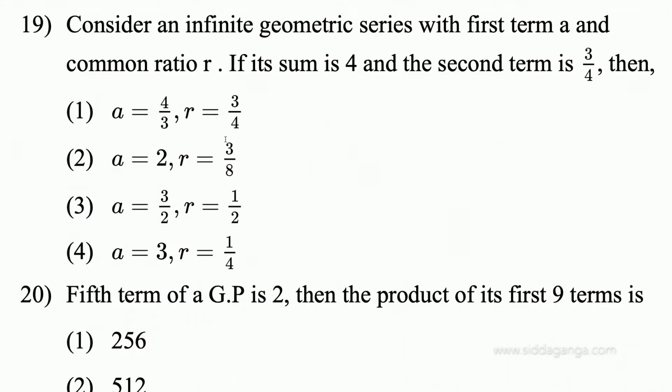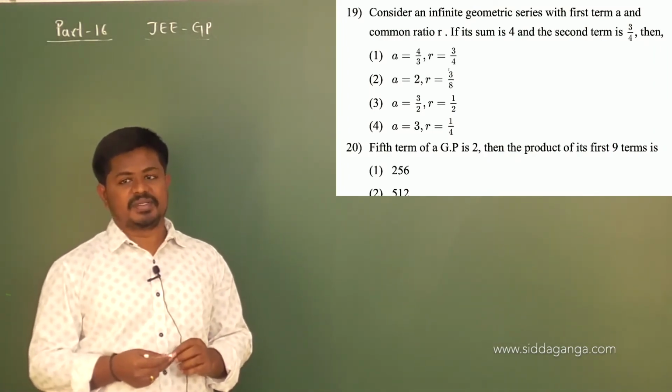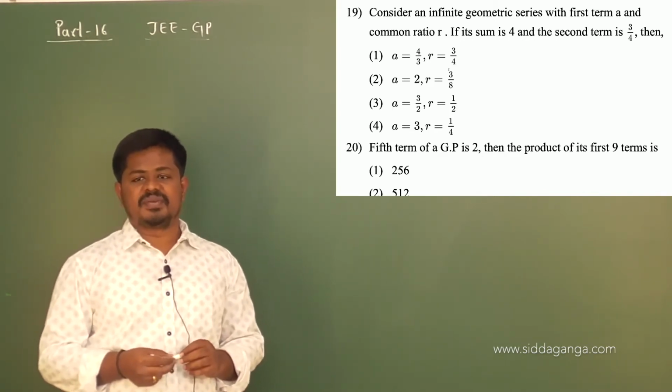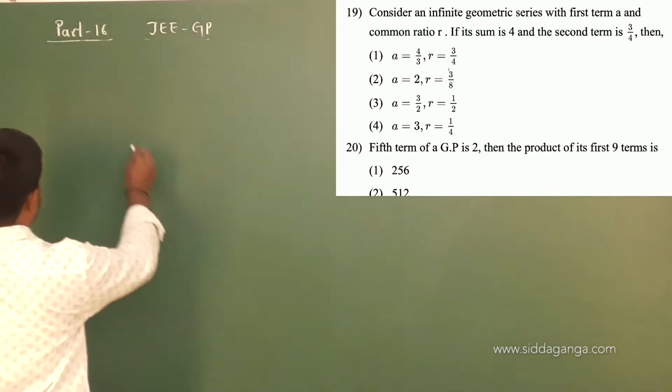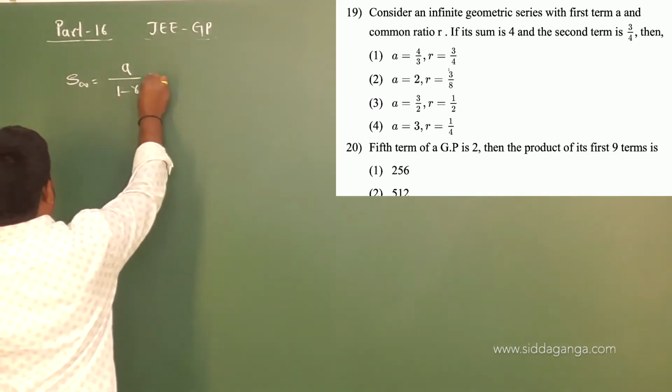Okay, let's move on to the question number 19th. Consider an infinite geometric series with the first term A and common ratio is R. If its sum is 4 and the second term is 3 by 4, then what is A and R among the given options? Okay, so the question is, we have an infinite geometric series. First term is A and common ratio is R. And sum of infinite terms of a GP is given, that is what? 4, means S infinity. That is what? A by 1 minus R, this is given 4.